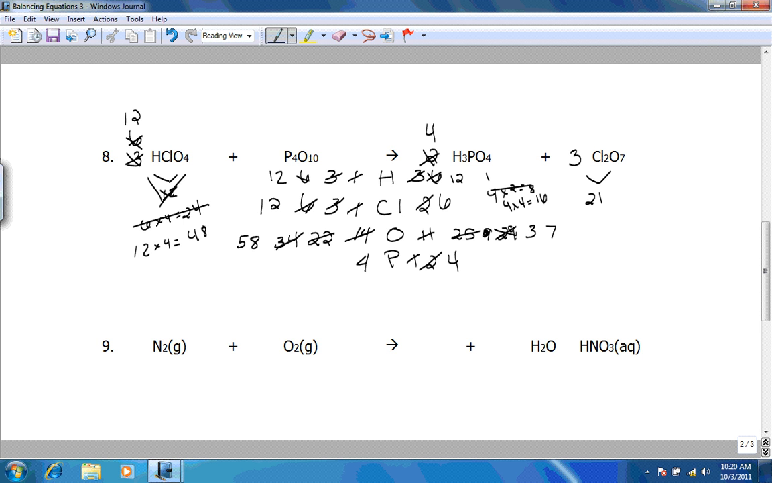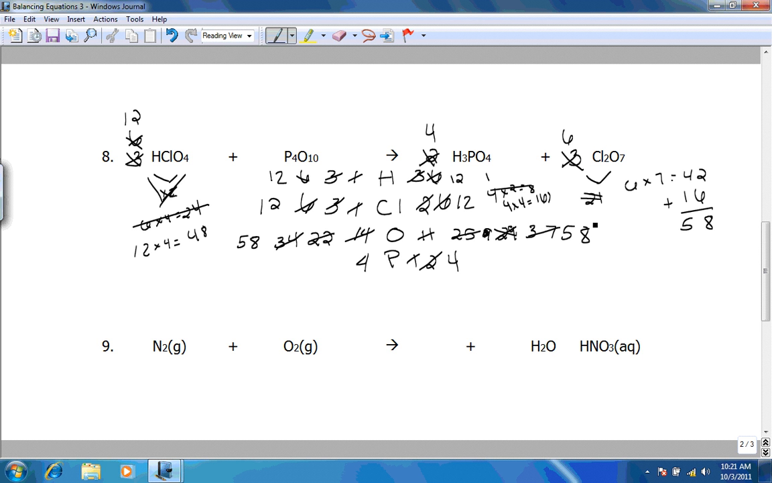Alright, so we need to balance out the chlorines now. We have 12 on the left. That means in order to get 12, I need 6 on the right, because 6 times 2 is 12. That changed our oxygens again. We now have 6 times 7, which is equal to 42, plus another 16 here from the 4 times 4, is 58.